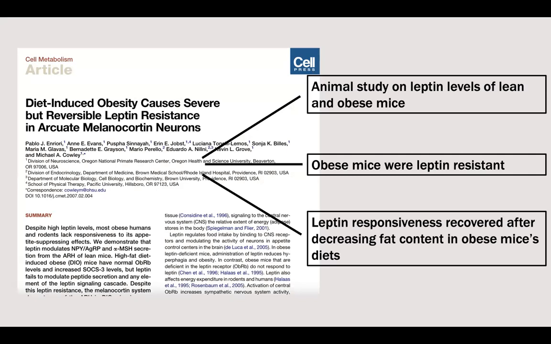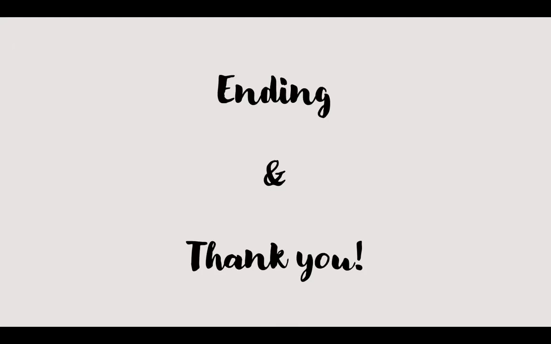As the study's results show that decreasing the fat content in the obese mice's diets can help restore leptin sensitivity in them, the DASH diet may be able to help obese individuals restore their leptin sensitivity as well. When their leptin sensitivity begins to get restored, they may start to notice getting full more often and eat less. This could lead to weight loss to help treat obesity.